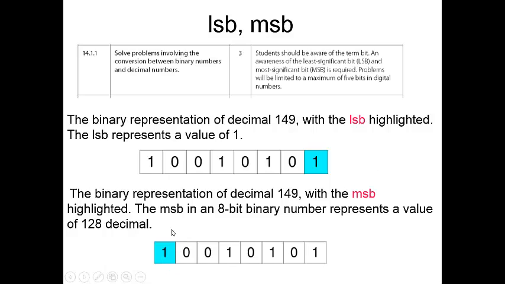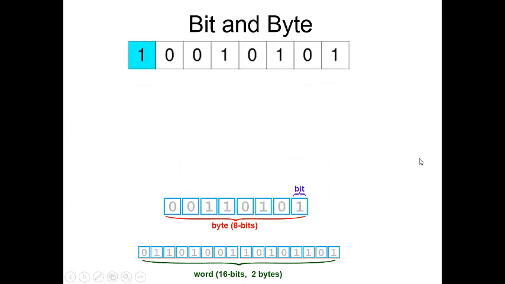So that was the value I have here. Okay, so that's the most significant bit. So that's the largest one. So the most significant bit, least significant bit. Let's just think about this idea of bits and bytes. So a bit and a byte.